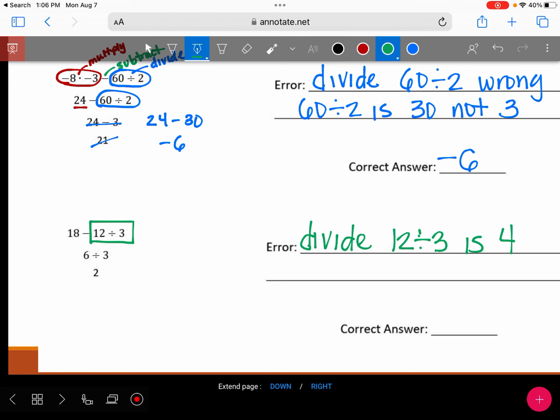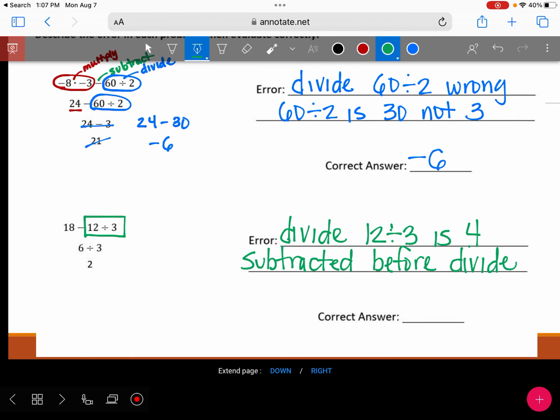And that was not the only mistake they made, too. The other mistake they did was that they subtracted before they divided. So they made 2 mistakes. So what you should have done was divide the 12 divided by 3, which would give you a 4. And then 18 minus 4 is 14. So that would be the correct answer.